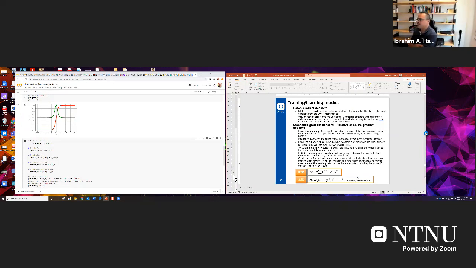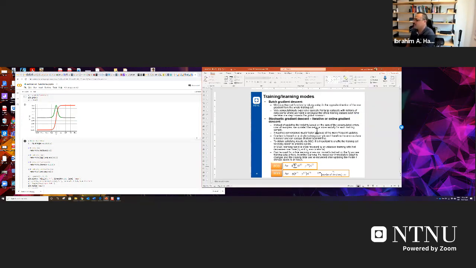Stochastic gradient descent is called iterative or online gradient descent. Why is it online? Because instead of updating the weights based on the sum of the accumulated errors, I mean, in batch gradient descent we use accumulated errors, here we will do it example by example.